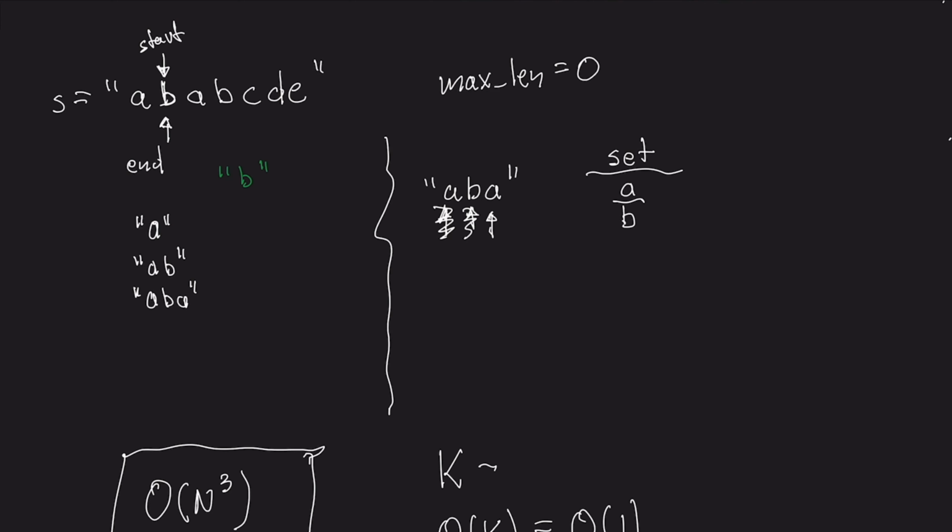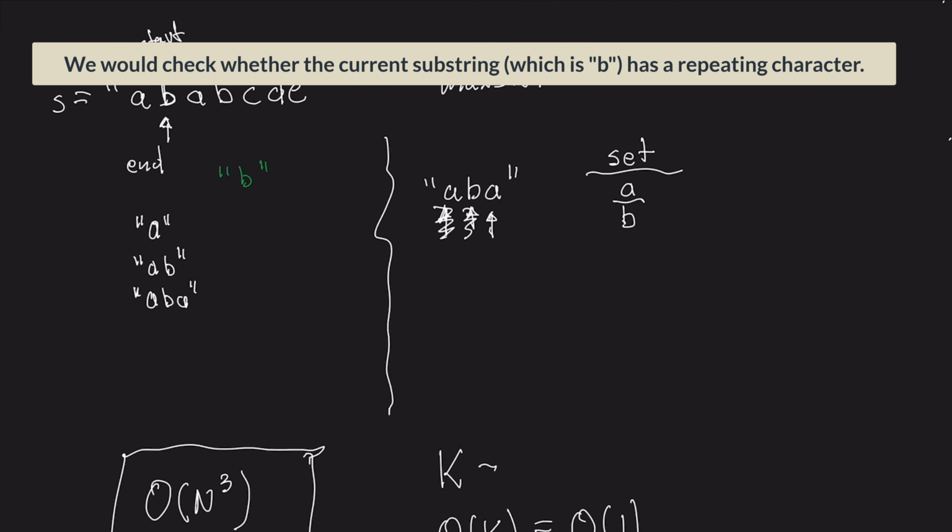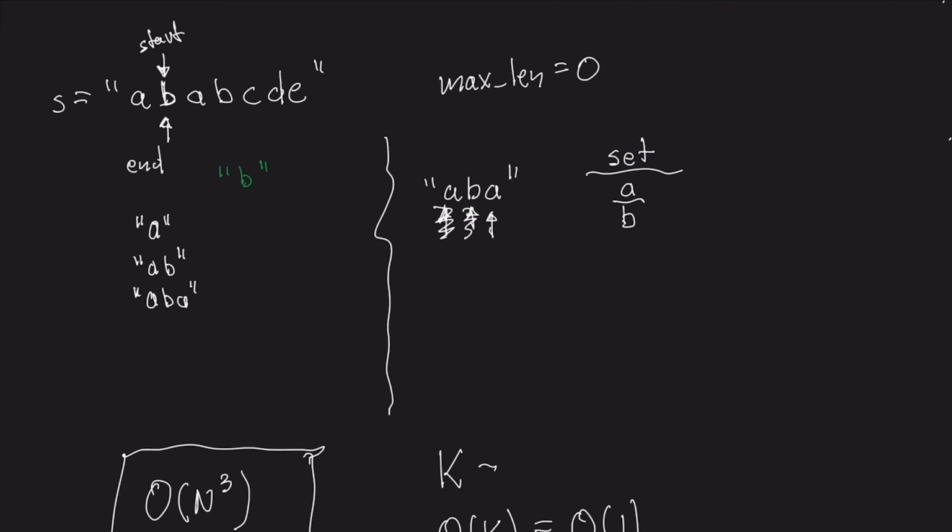For that, in our original algorithm, we would have this substring. We would next check whether B has any repeating character. If it doesn't, we would update max len. Then we would move to the next character, which would lead to the substring BA. We would again check whether it has a repeating character. It does not, so we would move to the next position and our substring would be BAB. We would check whether this substring has a repeating character. It has a repeating character, so we would not be updating max len.